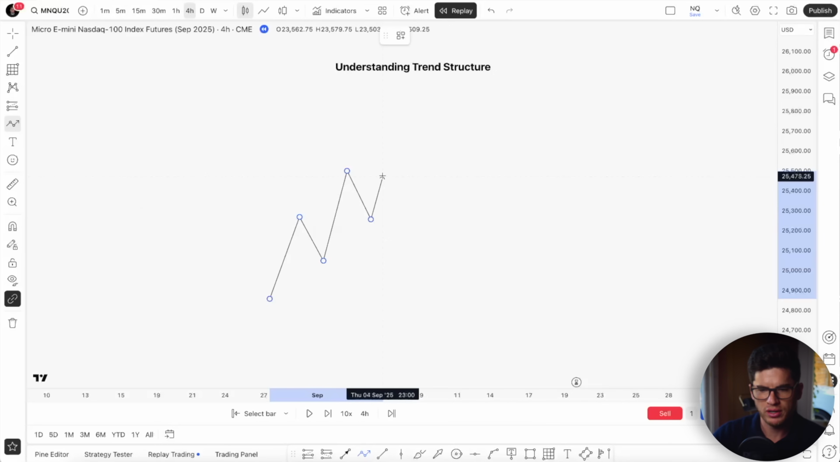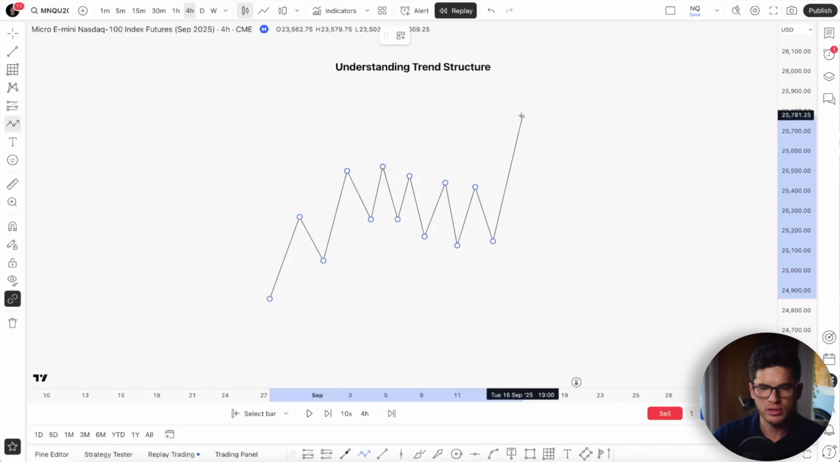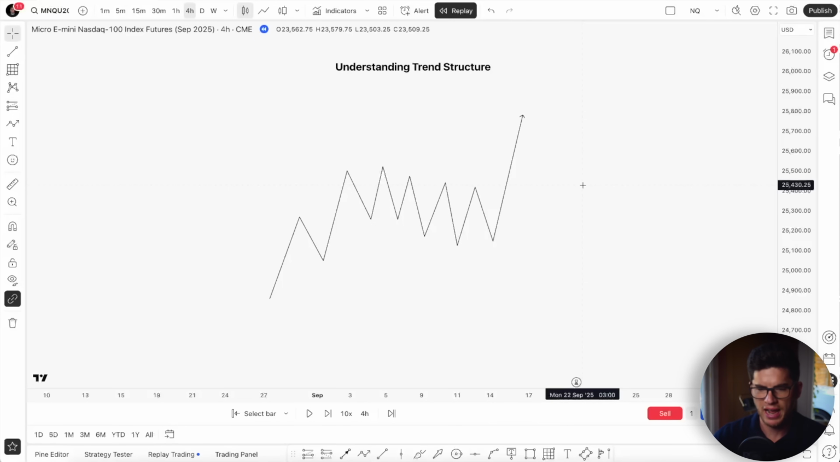But then on another run, it wicks and comes right back inside, doesn't close above, or if it does, the next candle closes right back inside again. And we see either equal highs or a wick above a previous structural high. That's your indication that price is likely going to become range bound and to likely avoid that market and go and seek clarity in a different asset class.